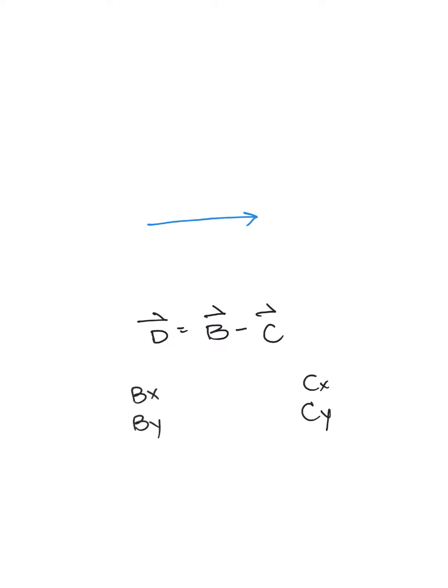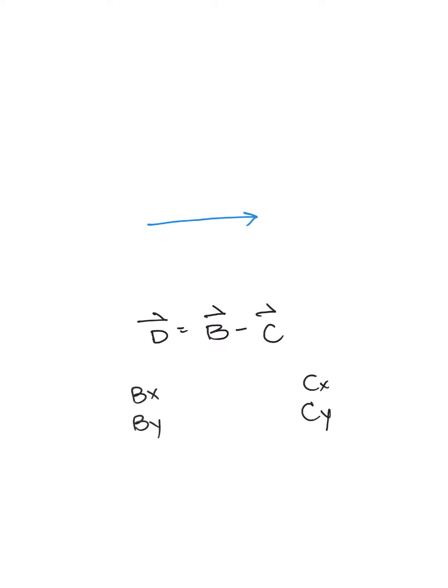For question number 3, we are given this graph. Vector B is shown and vector C is shown, and we are asked to find vector D, which is B minus C, vector B minus vector C. Vector B minus vector C would be around here. So in order to do this, first we must find B of X, B of Y, and C of X and C of Y. In order to do this, first we must calculate the angle of vector B.